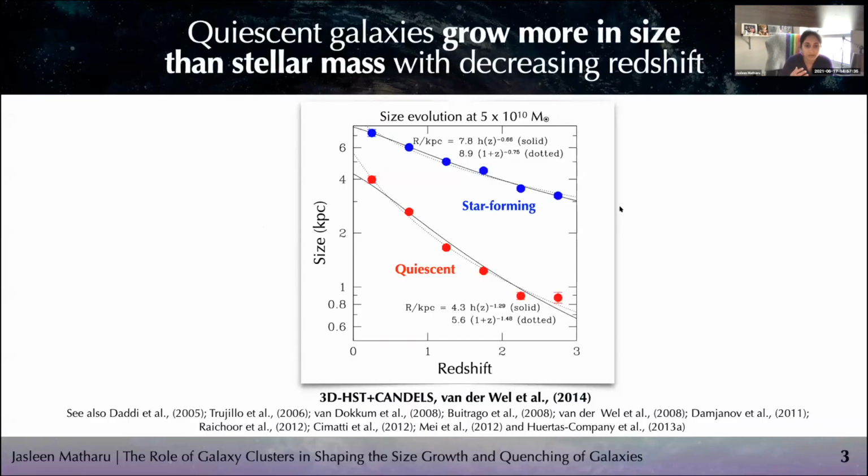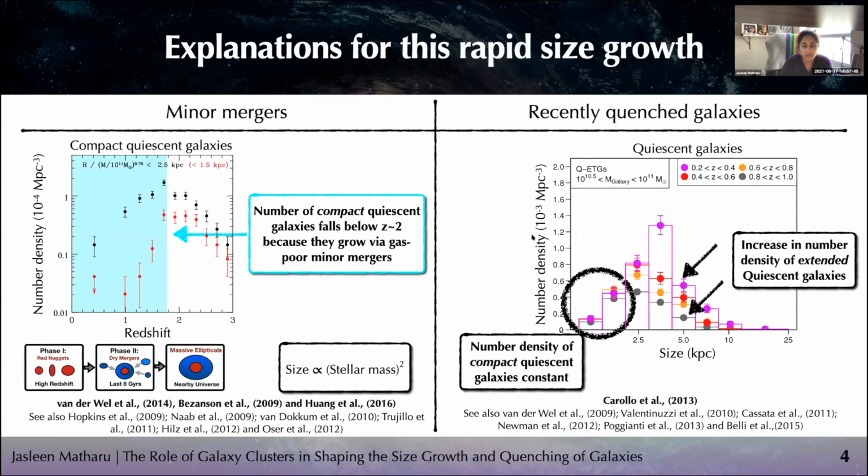So to start with, I'm going to start with this well-known observation from the literature, which shows that there's a rapid size evolution at fixed stellar mass for quiescent galaxies with redshift. And two physical explanations emerged in the literature that could explain this rapid size growth.